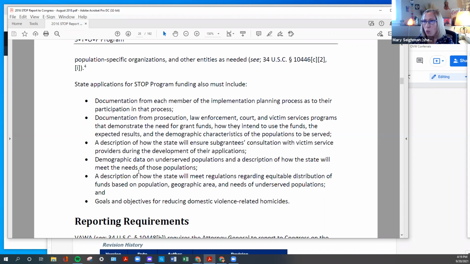We'll talk about that workbook that we hope helps you organize all of those folks and your contacts with them. And then the second point here is the documentation from prosecution, law enforcement, court, and victim service programs that demonstrate the need for grant funds, how they intend to use the funds, the expected results, and the demographic characteristics of the populations to be served. These are those letters that have changed over the years. If you've been around, like Bill has, you know that there are letters that have to be submitted, and that's normally how this requirement is met. We'll talk about that as well.